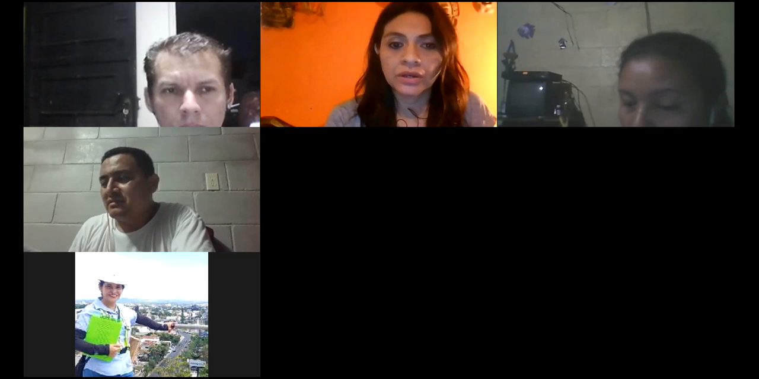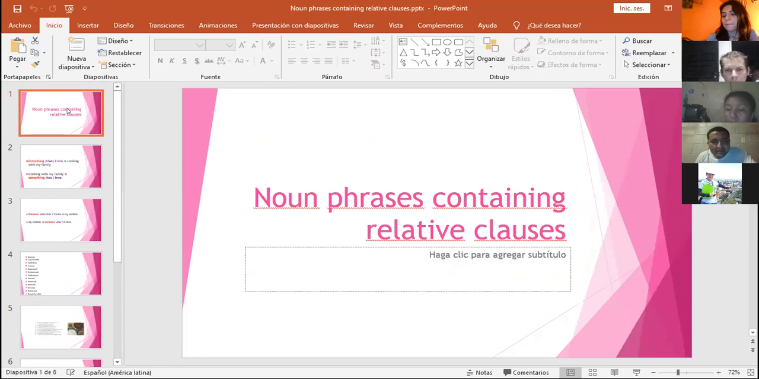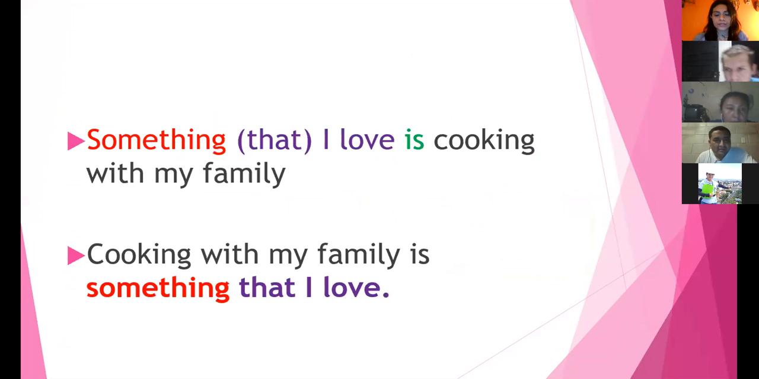I'm going to show you this that we studied yesterday, just for you to remember. Can you see? Yes. Right. Okay. So noun phrases containing relative clauses. Sometimes they can act as a subject and sometimes they can act as an object. In this case, we're using something that I love is cooking with my family. If my noun phrase is at the beginning of the sentence before the verb to be, then the noun phrase is acting as a subject. If my noun phrase is after the verb be, then it is acting as an object, okay? But at the end, the meaning is the same. It does not change. So you can say something that I love is cooking with my family, or you can say cooking with my family is something that I love, and the meaning is the same, okay?